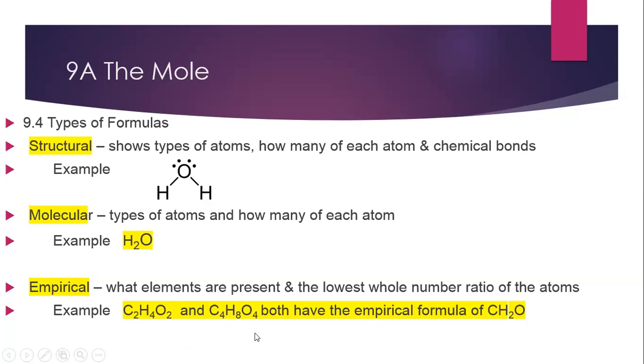Same thing here. What can I reduce it by? By 4, dividing by 4. 4 into 4 is 1. 4 into 8 is 2. And then 4 into 4 is 1. So 1, 2, 1. Both of them have the same empirical formula. When we have the 1-to-1 ratio, we can't reduce it any further. So we could have different compounds, but they reduce to the same empirical formula.